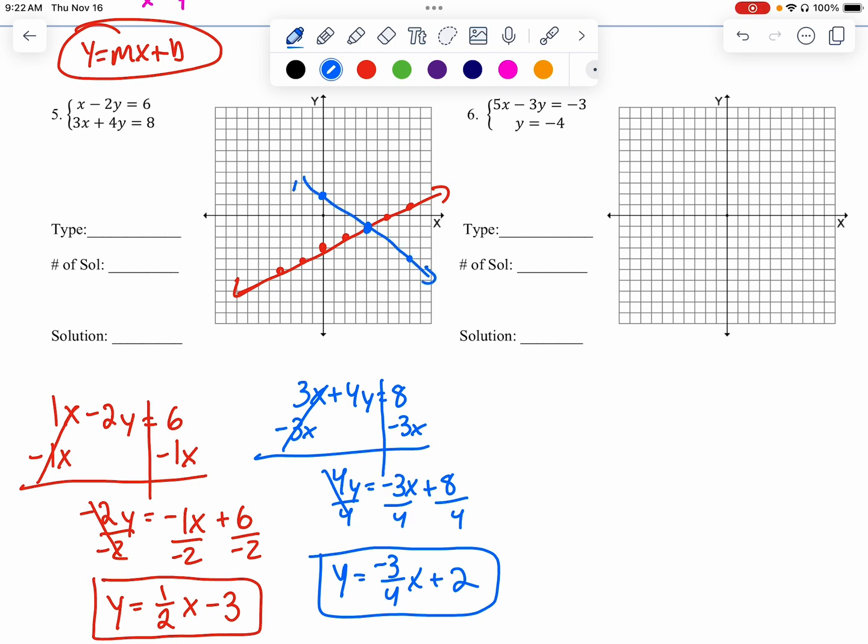So they won't always hit on a nice point, but in this class they will, because we're going to give you nice ones. So right here they crossed, so our type is intersecting. So there's one solution, and that solution is at 1, 2, 3, 4, -1.